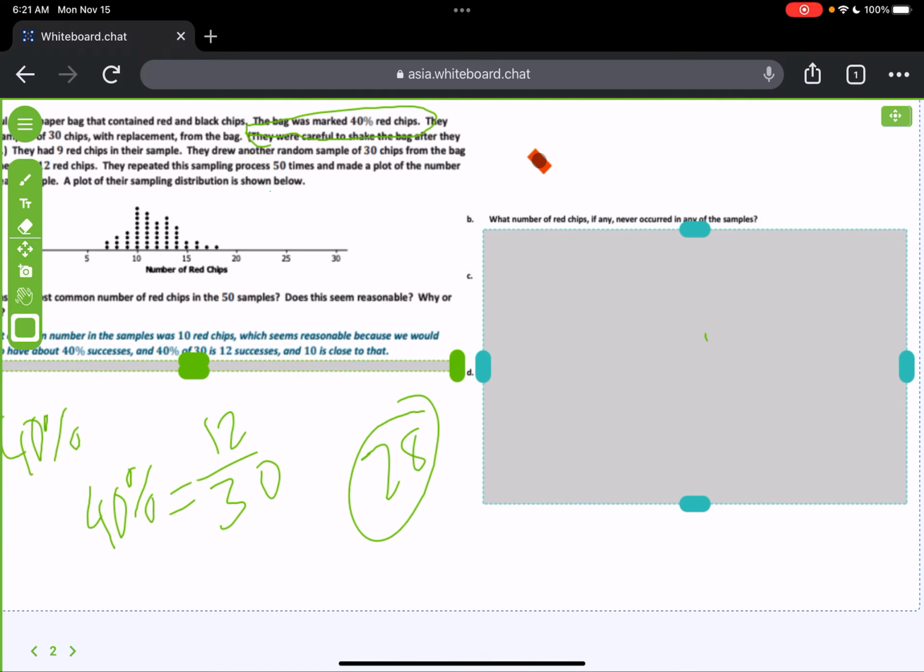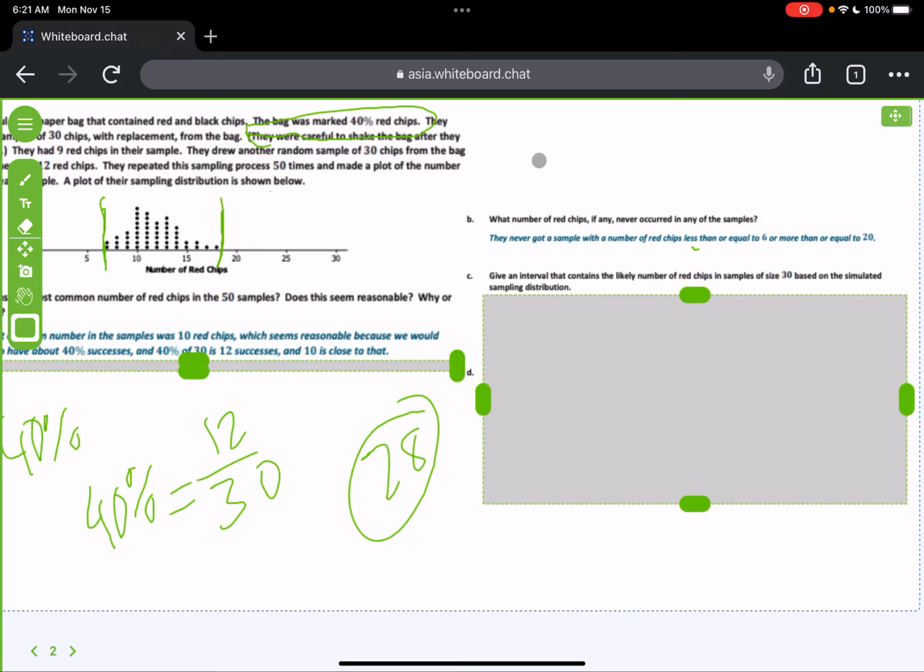So what number of red chips, if any, never occurred in any of the samples? So you would have to draw this line right here and say what's below that and what's above that.